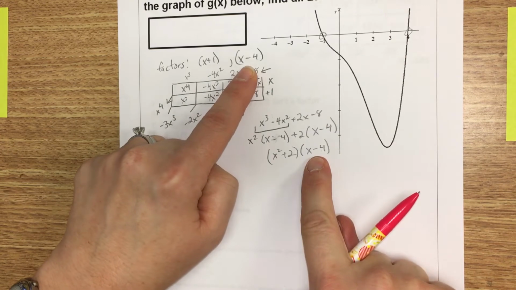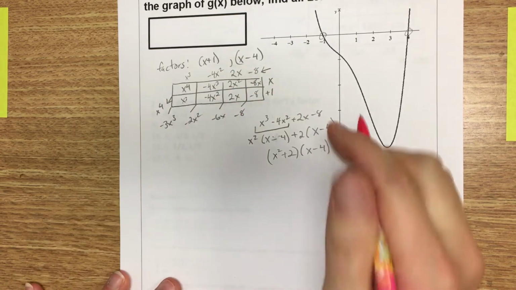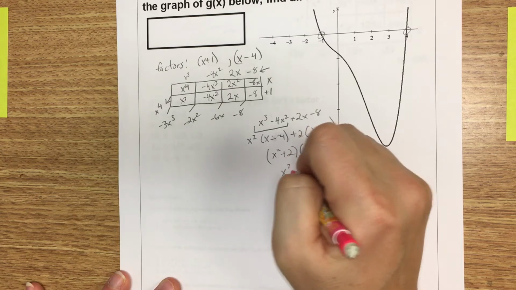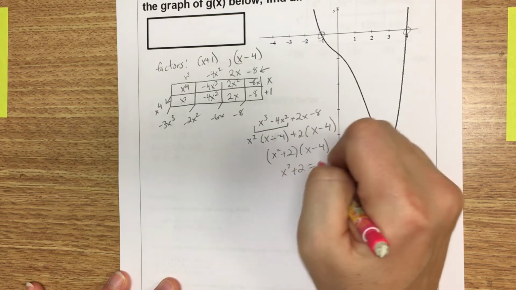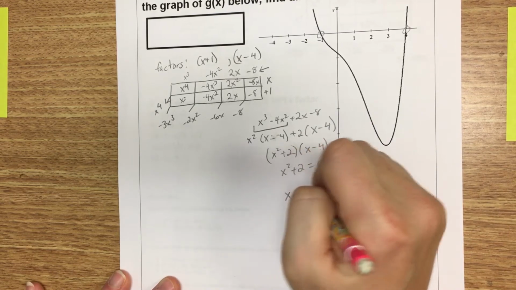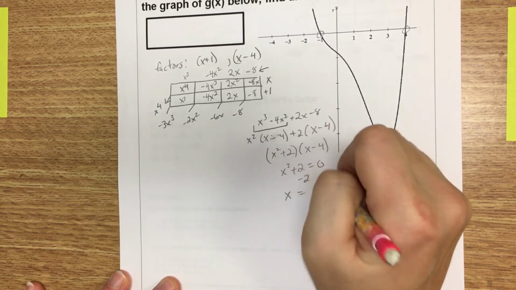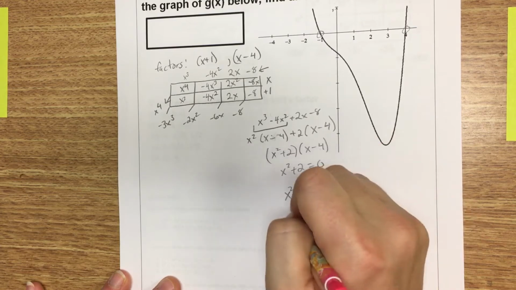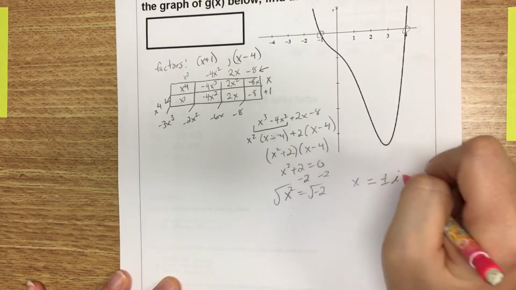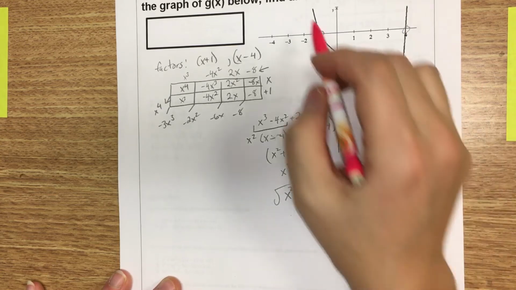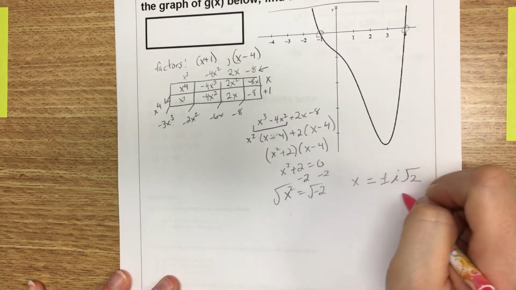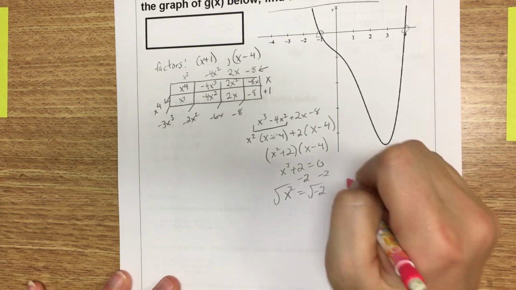There it is. And so now my other zeros are... that sounds delicious. X squared plus 2 equals 0, subtract 2, x squared equals negative 2. I get x equals plus or minus i root 2. So all the zeros would be plus or minus i root 2, negative 1, and 4.